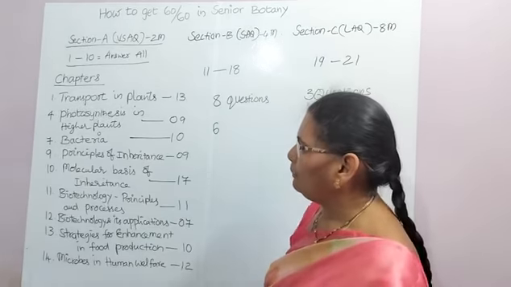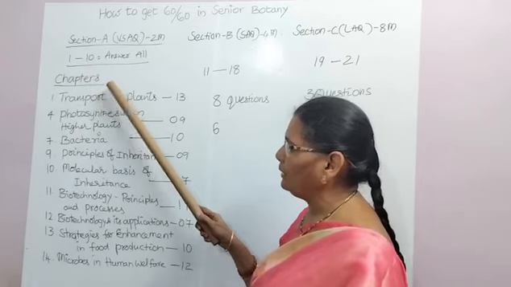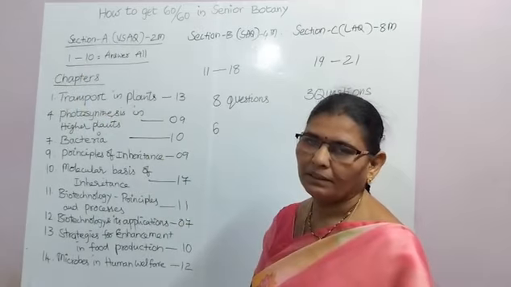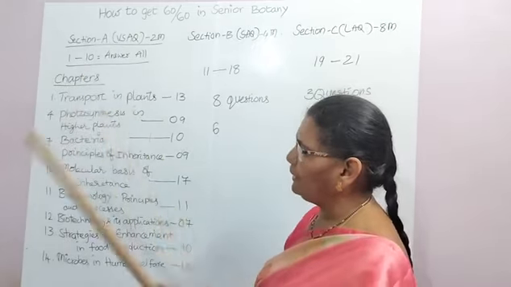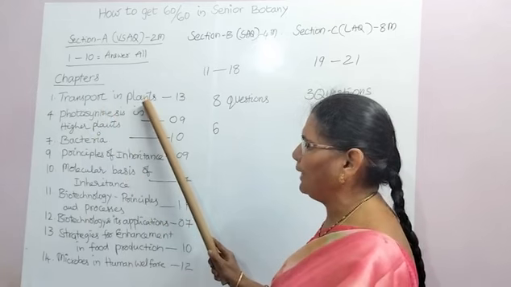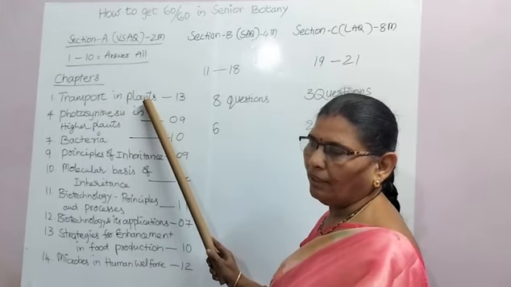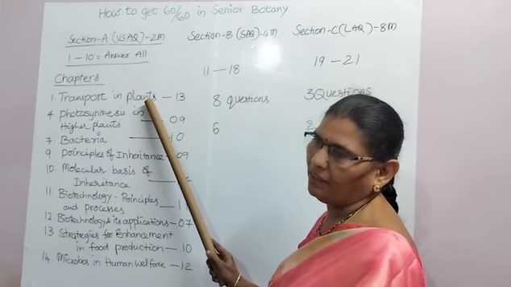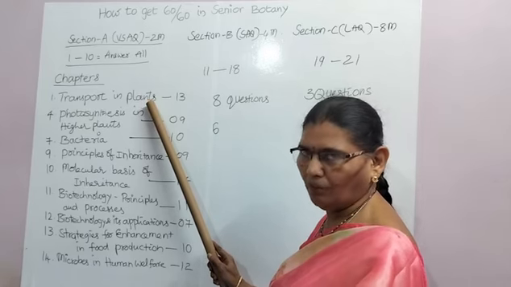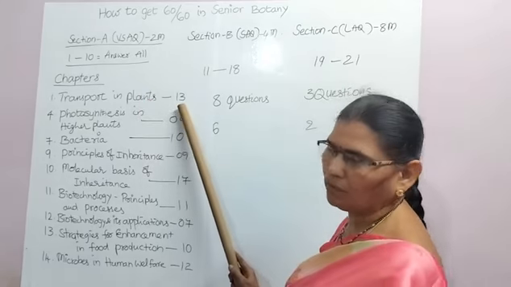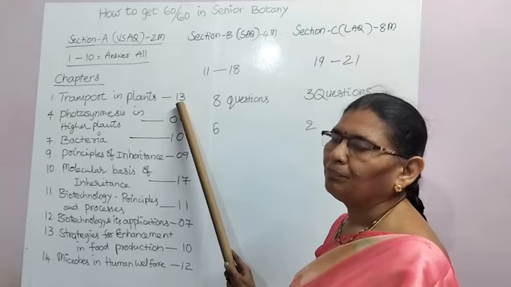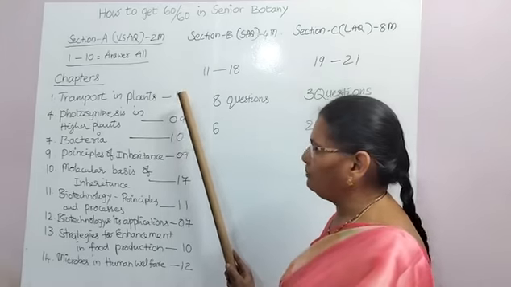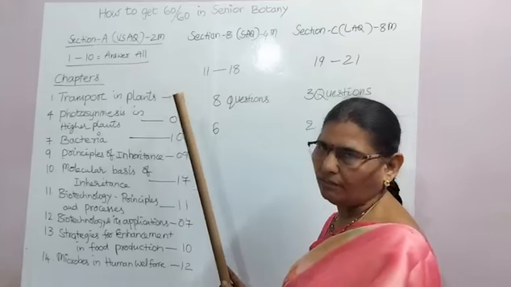So, for second year botany, there are 14 chapters. Among them, chapter 1 is called Transport in Plants. Nearly 25 questions are given in this chapter in almost all materials, but only 13 questions are given in our textbook. So, from these 13, you get 1 question.